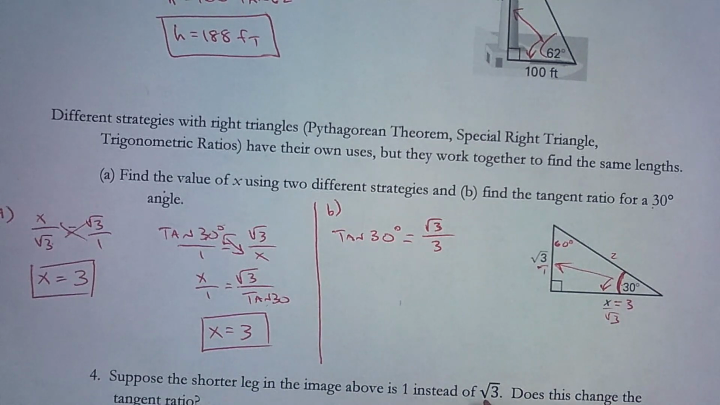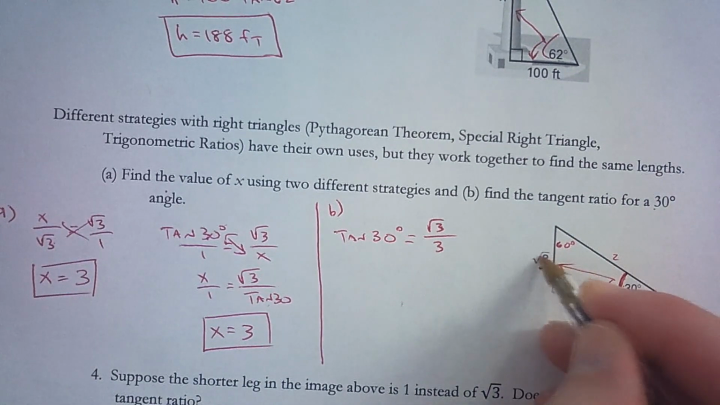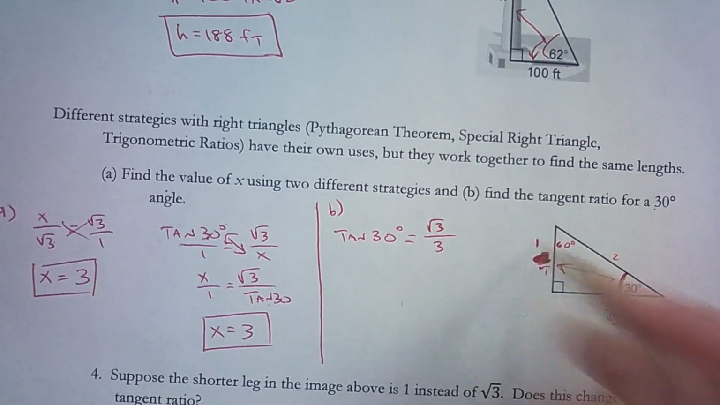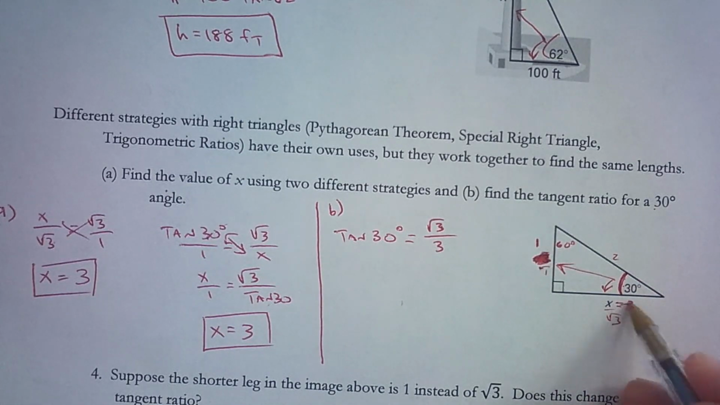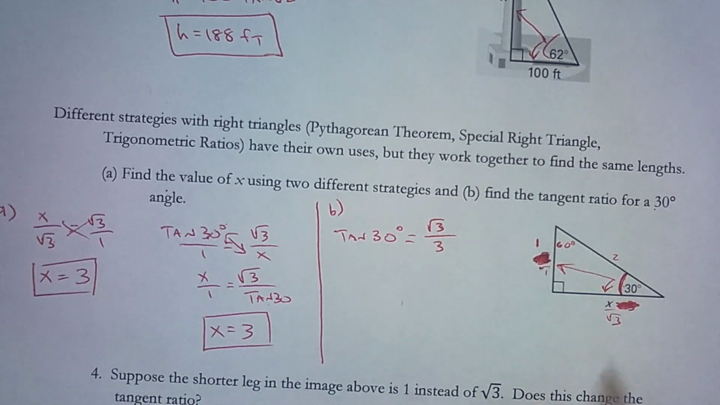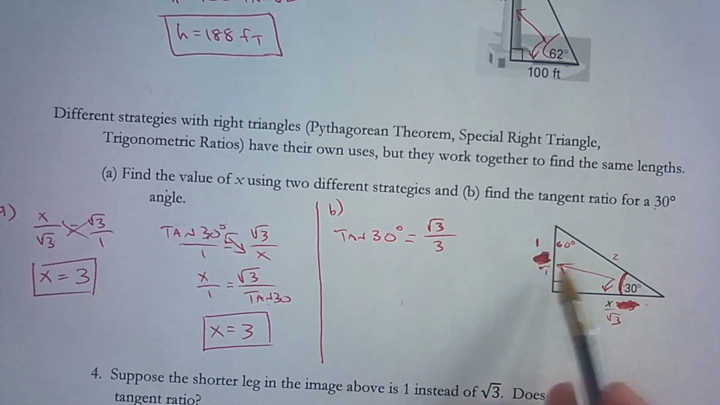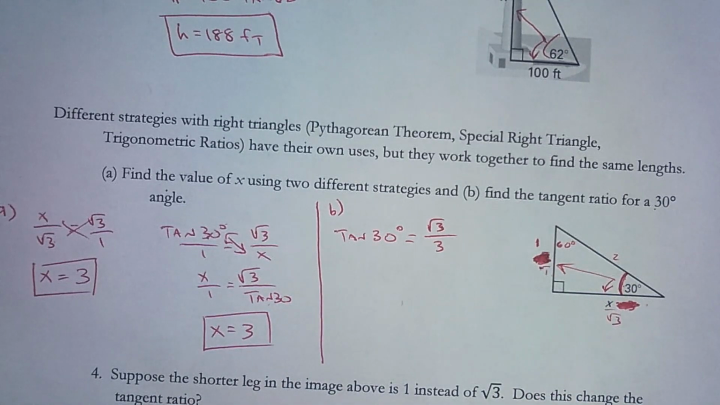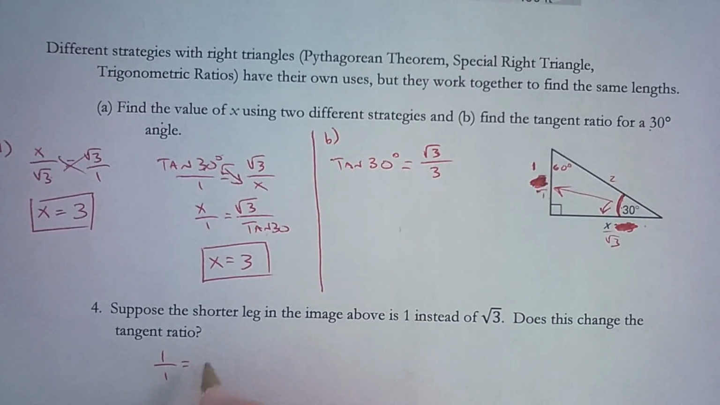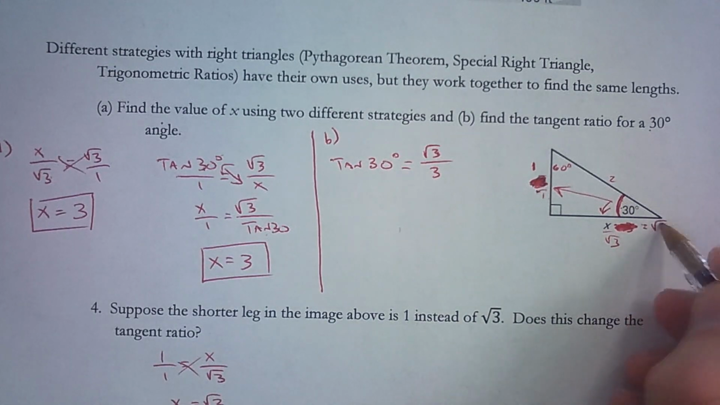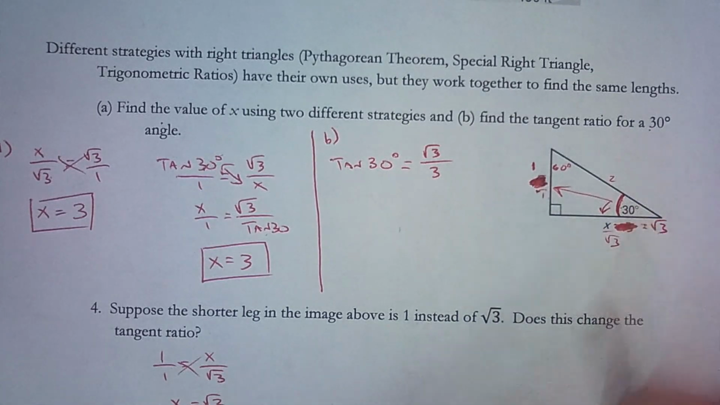Okay, now what if the shorter leg up here was 1 instead of the square root of 3? So this is gone now, and it's 1. So this is no longer 3. Okay, does that change the tangent ratio? Let's try that now. Well, first, let's find that missing side. So we'll use 1 is to 1 as x is to root 3. Okay, so my cross products are x and square root of 3. So this side is now the square root of 3.